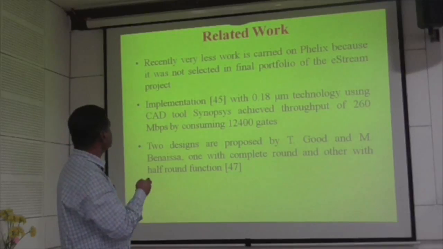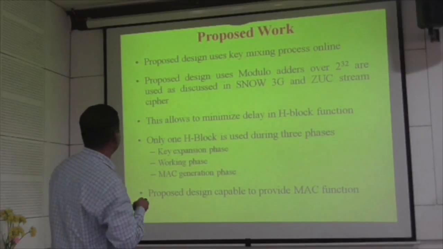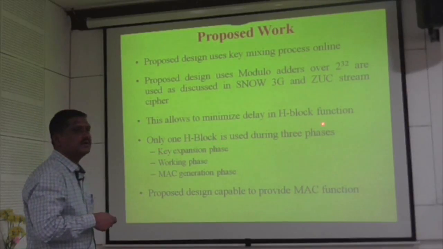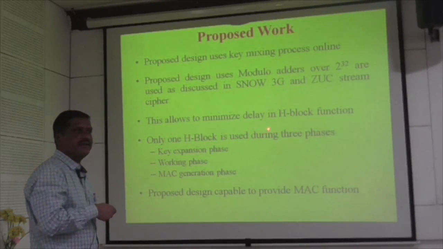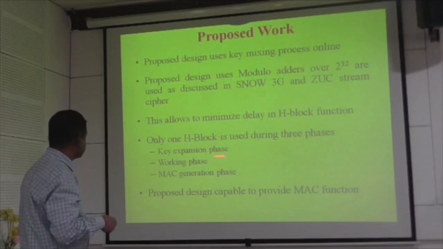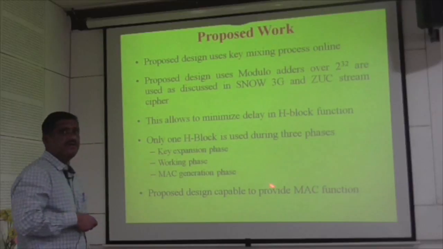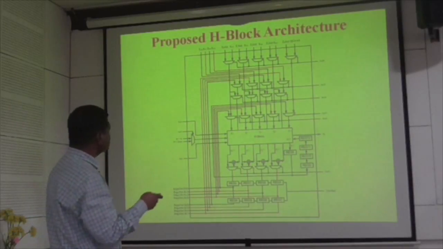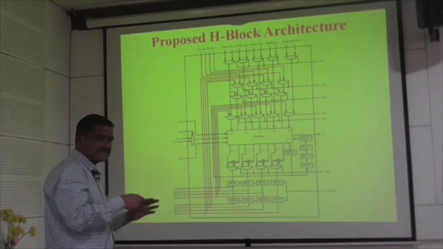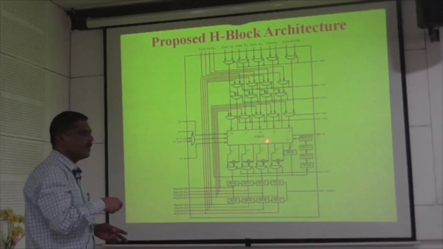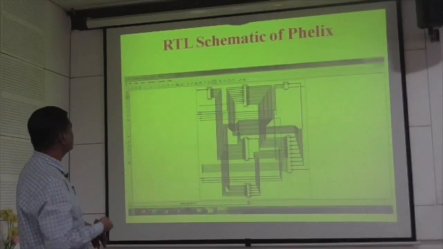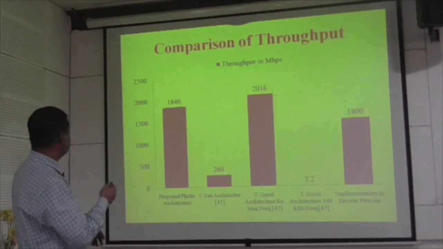Now here, this is the related work in that area, and this is the proposed work. What are we using? We are using only one H block, because the H block is the major hardware consuming part of this design, and we are using the same H block for key expansion, for the working phase, and similarly for the MAC generation. And here, this is the architecture. In this design, we have to use many muxes to make the same H block usable for the other architectures. This is the architecture, these are the implementations, these are the comparisons.